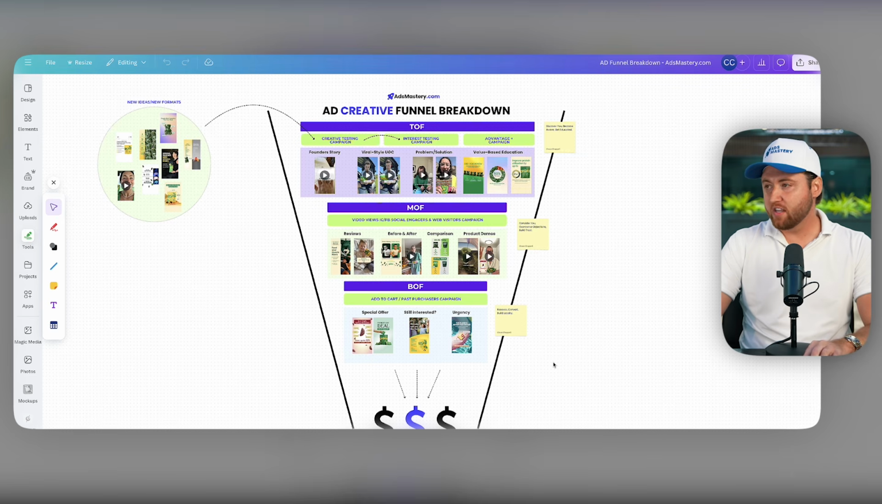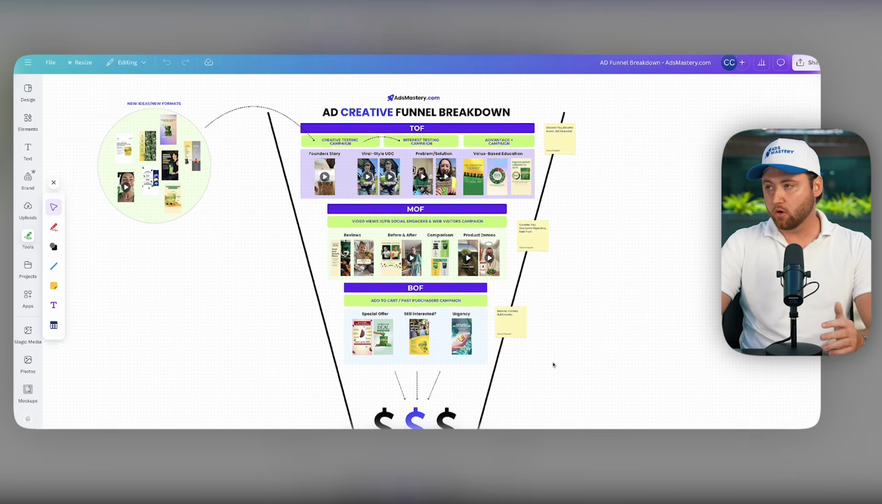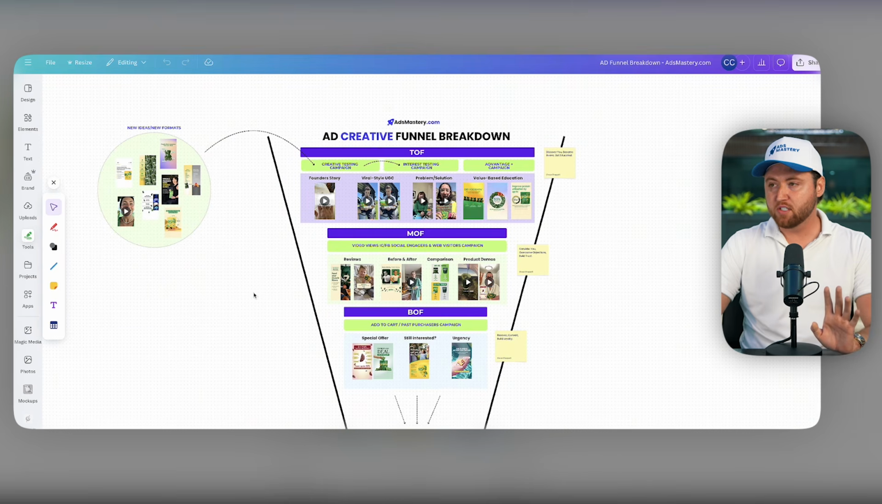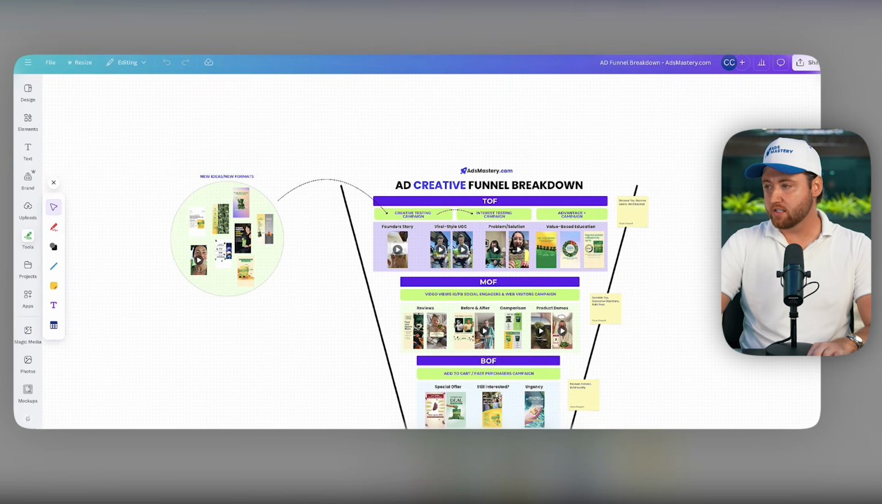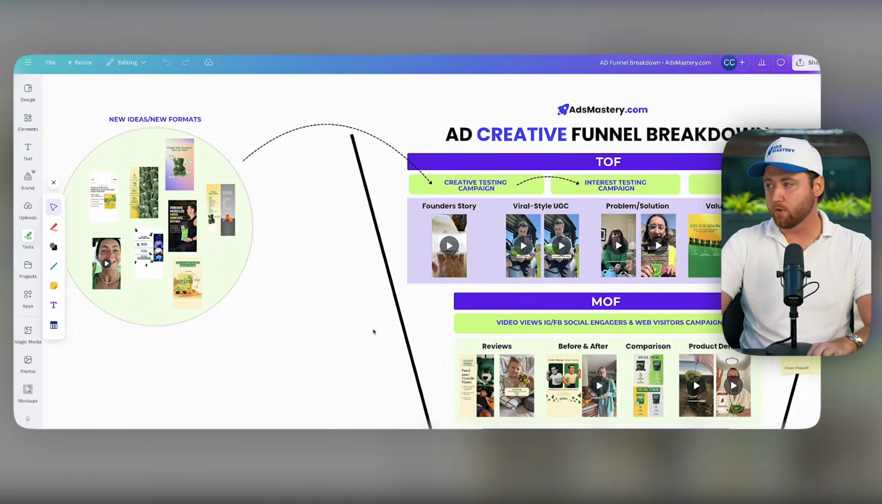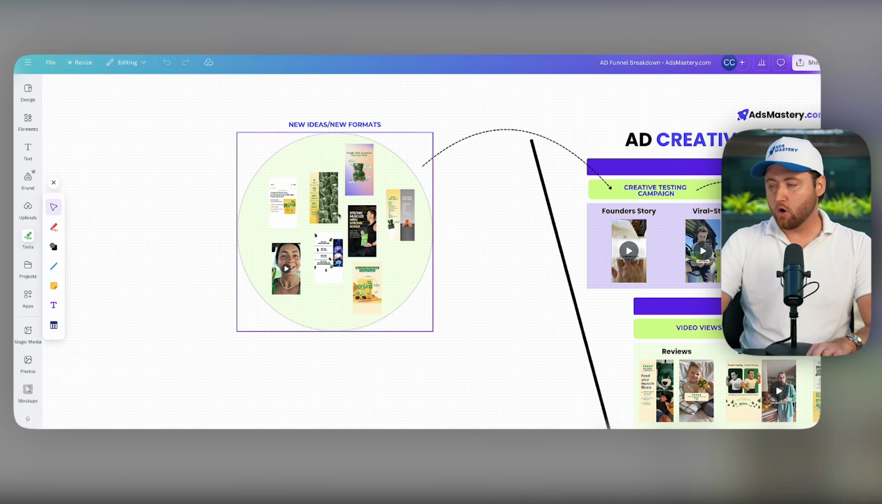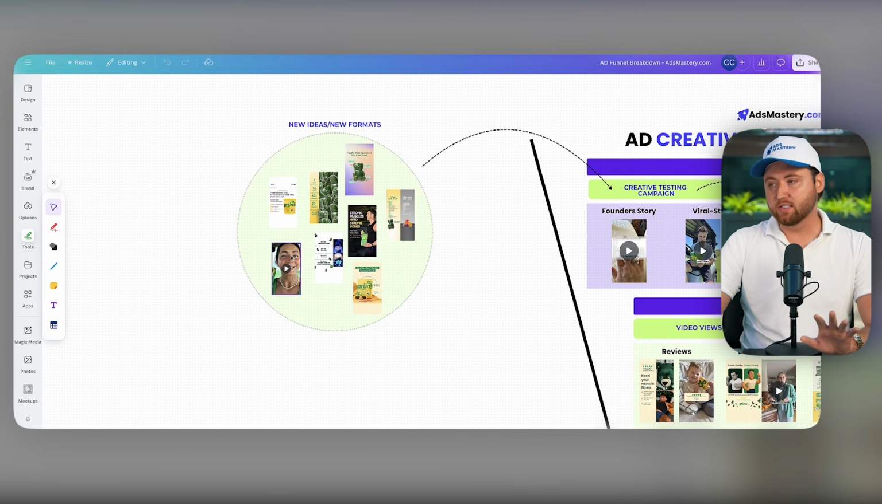And some of you may have heard of this, but top of funnel, middle of funnel, bottom of funnel is a part of this strategy. But specifically, what a lot of people miss is whenever we do creative testing, before we get into the funnel breakdown, there's always going to be different ad creative formats that we want to test. This is where you're going to have new ideas, new formats. You're going to try UGC style videos, review-based, comparisons. This is where your testing begins.